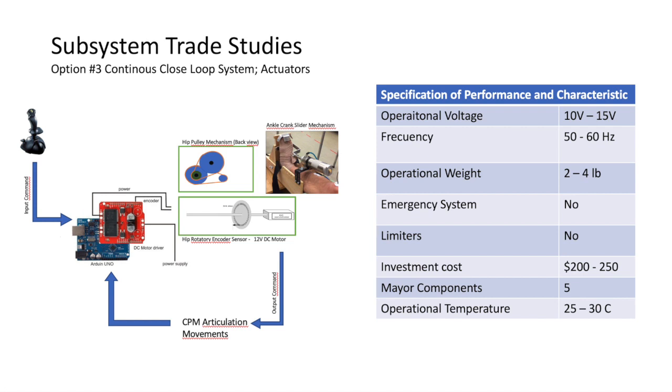As in our two previous concepts, we define the same specification criteria, which are an operational voltage between 10 to 15 volts, frequency between 50 to 60 Hz, operational weight between 2 to 4 pounds. It doesn't have an emergency system. It doesn't have a limiter system. It has an investment cost of $200 to $250. It has five major components, and the operational temperature is between 25 to 30 degrees Celsius.